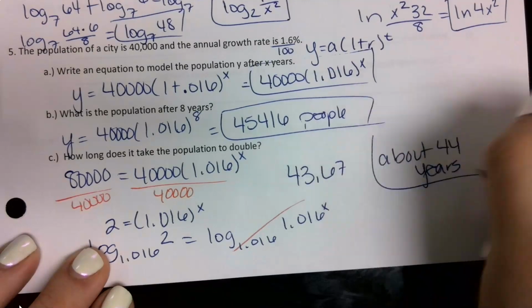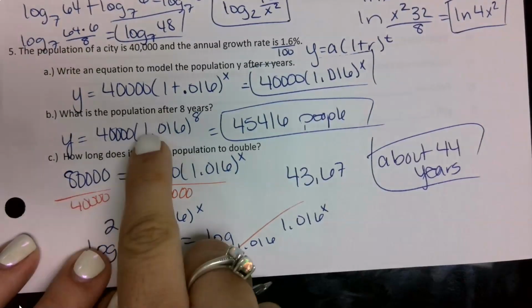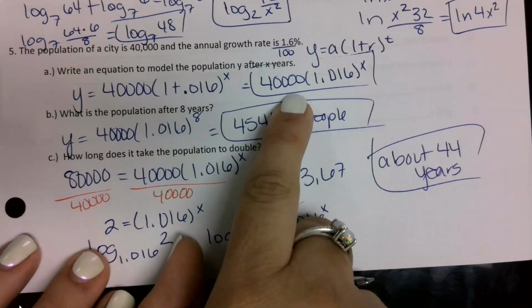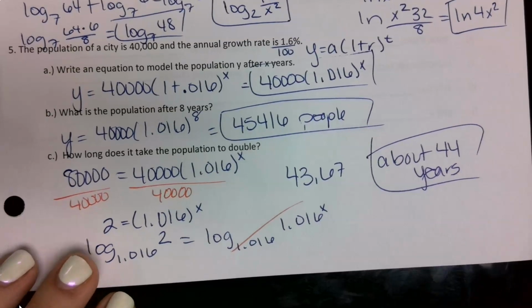If I went ahead and graphed y equals 80,000 and y equals the 40,000 times 1.016 to the x, they should also cross at the same spot.